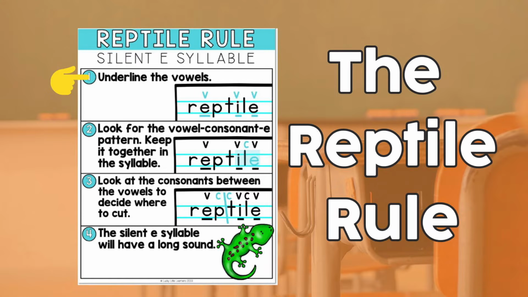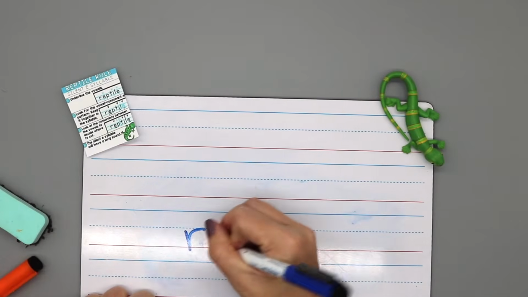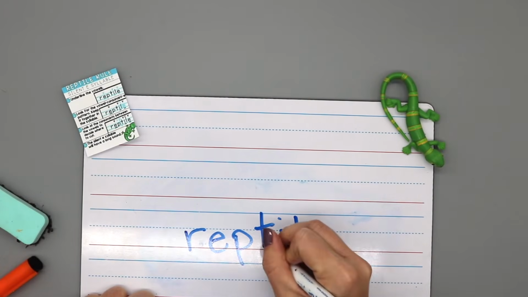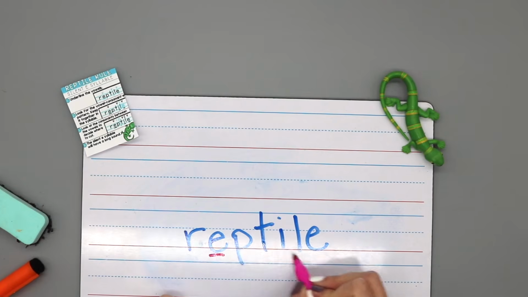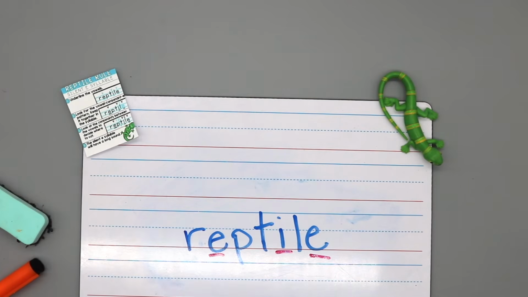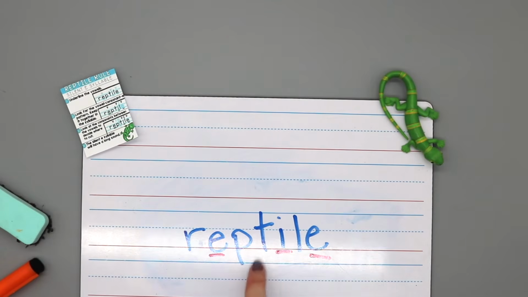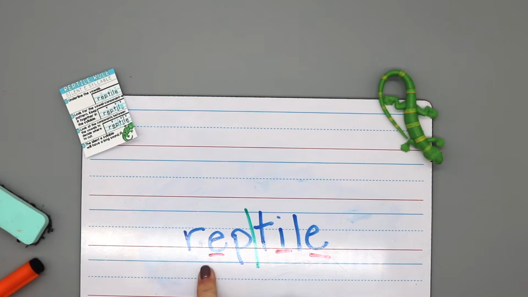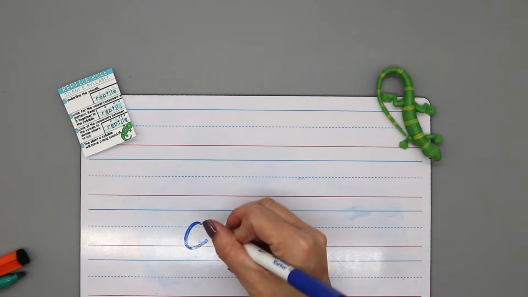You will underline the vowels, look for the vowel consonant E pattern, keep it together in the syllable, look at the consonants between the vowels to decide where to cut. The silent E syllable will have a long sound. Let's start with the word reptile. We're going to underline our vowels and then look for the vowel consonant E pattern. And here it is, I-L-E. We're going to cut in front of the consonant before that pattern. So we have reptile, reptile.